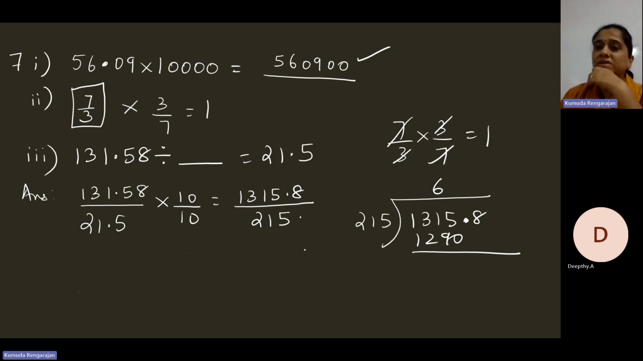The denominator should not have a decimal point. No, I didn't complete the division. I said you just finish it and then we'll see the answer.